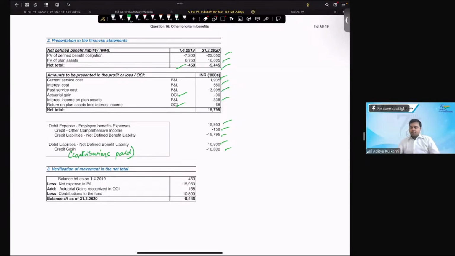Okay. Now, verification of movement in the net total. Opening is given, this is given, actuarial gain is calculated, contribution. So net comes to 5,445, which is exactly matching these values. Any doubts so far? No, sir. Have I been too fast? Have I been too slow? You have been unable to follow or anything? I hope no such thing is there. Okay.